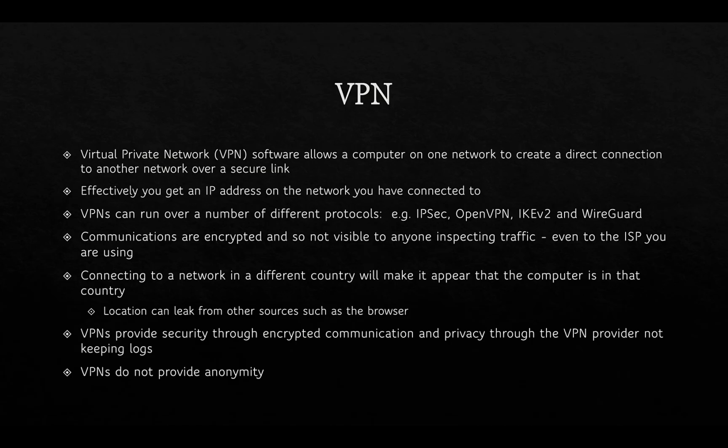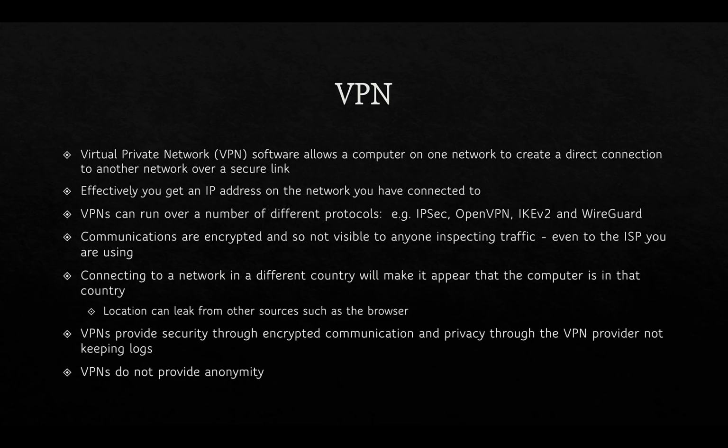So VPNs can run over a number of different protocols themselves, like IPsec, OpenVPN, and a newer protocol called WireGuard. So again, if you're looking for VPN services, check what protocols they allow. WireGuard is the newest, and that's come along, and most VPN providers will now provide that as well. Communication is encrypted, and so not visible to anyone inspecting traffic, even to the ISP you're using.